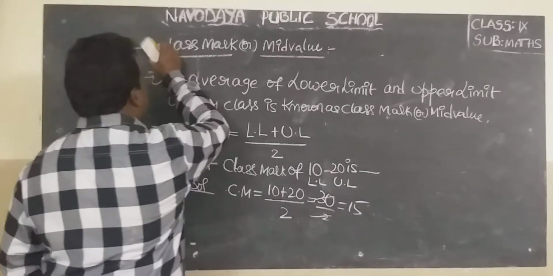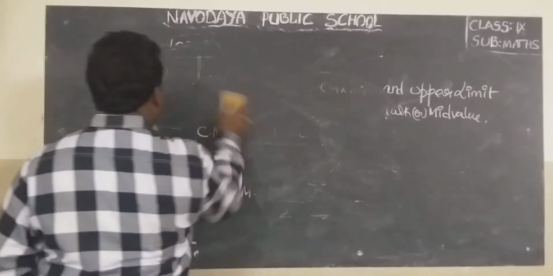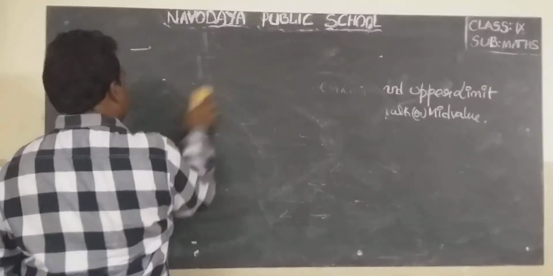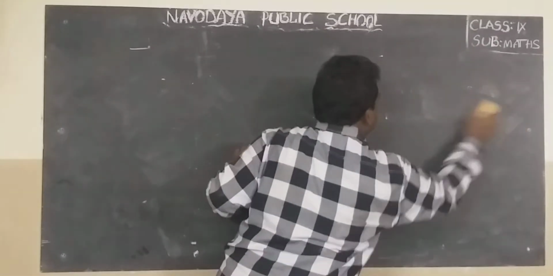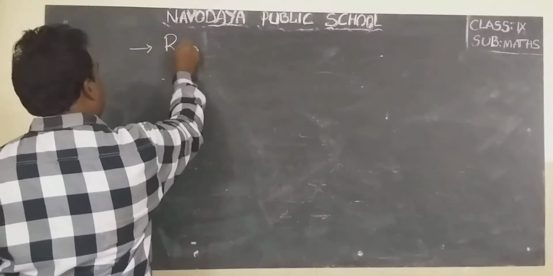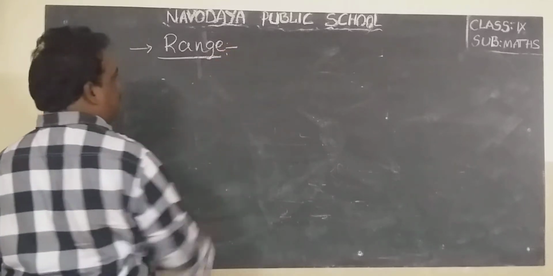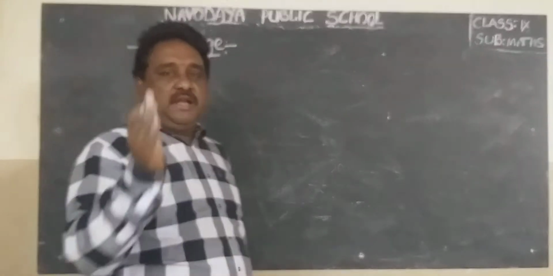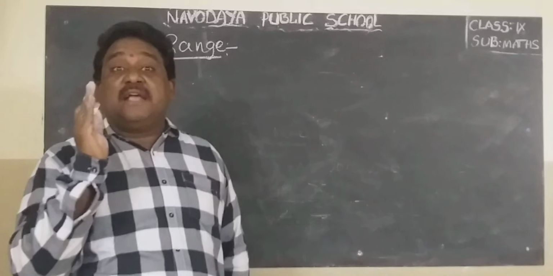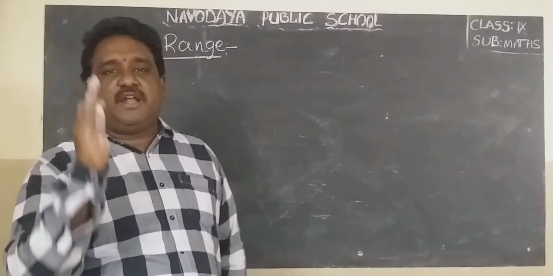Next topic, range. So what is the definition of range? The difference between maximum value and minimum value of a data.